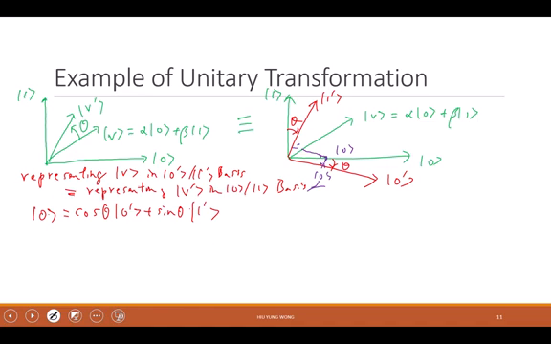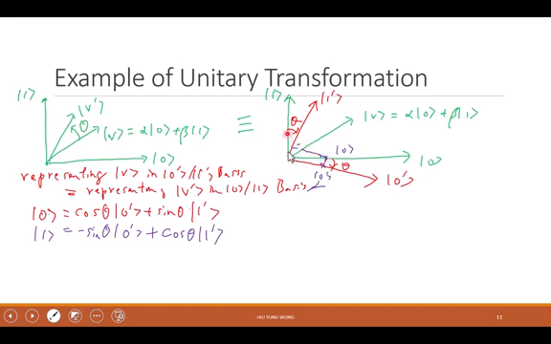Now, so similarly, for the 1, it is equal to negative sine theta times 0 dash plus cosine theta 1 dash. Okay, so this one you can try again. I think I drew the thing wrong. So it should be 1 cosine theta.